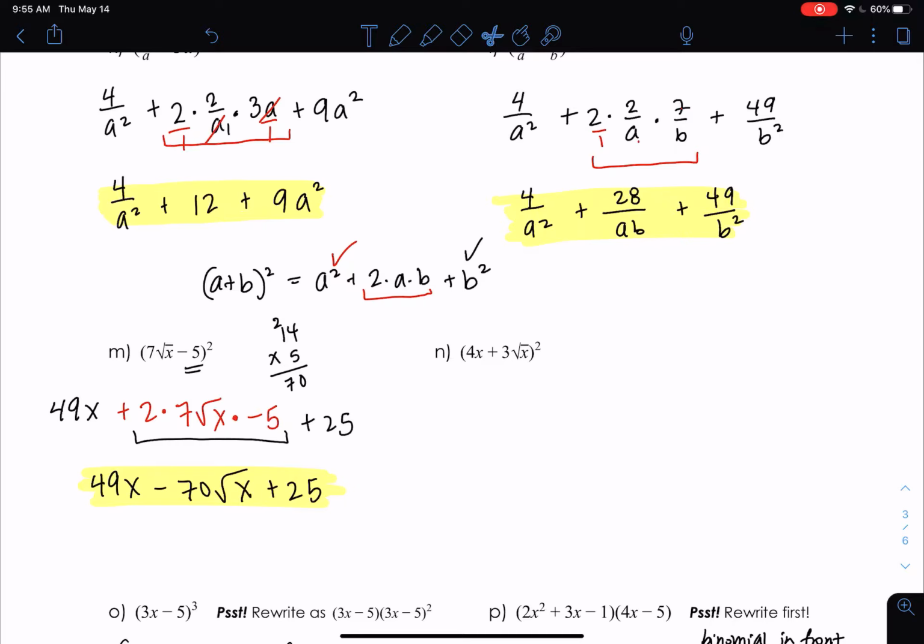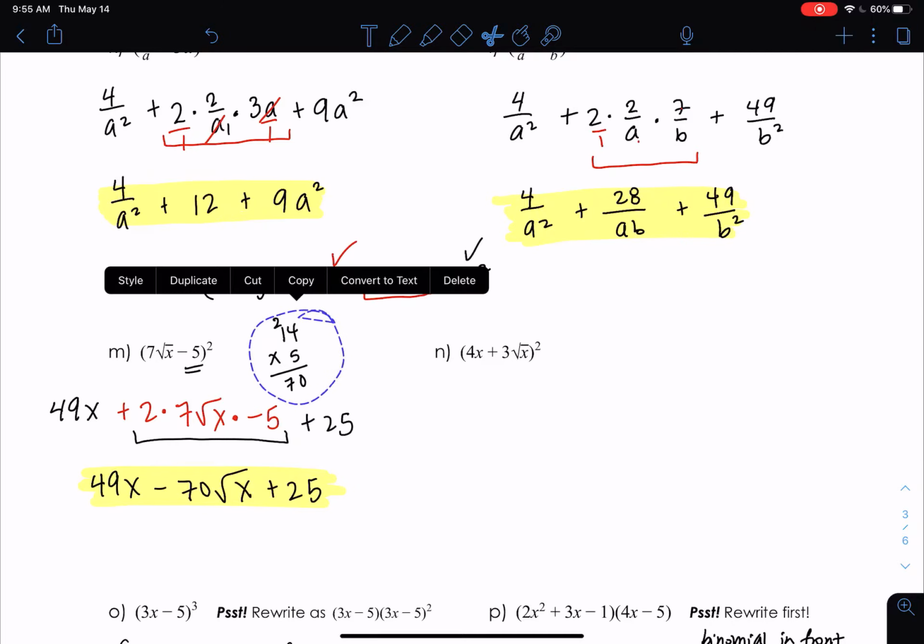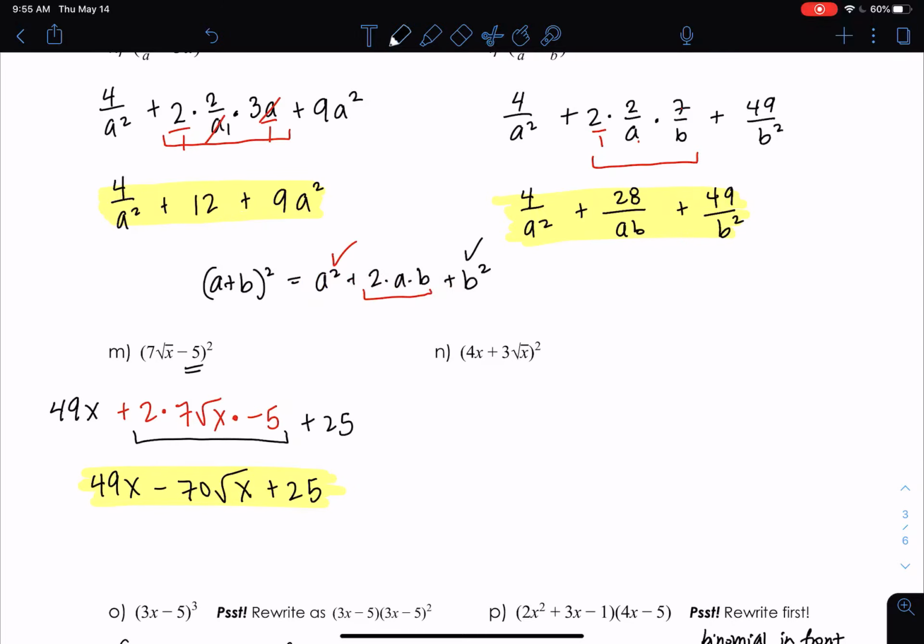Let's try n now. Pause the video and try to do this one as much as you can on your own. Okay, so squaring the first term, you should have got 16x squared. Next, you wrote plus 2 times 4x times 3 root x. And lastly, you did 3 root x times 3 root x, which is just 9x. The square roots cancel each other.